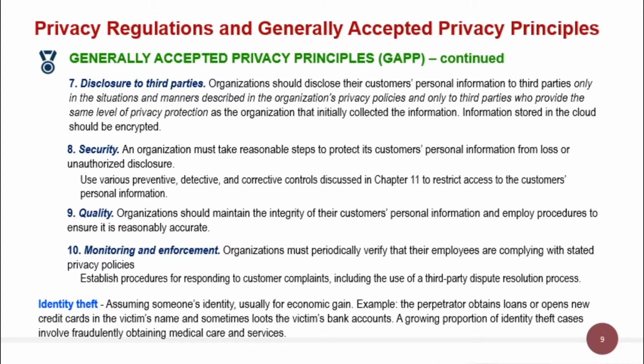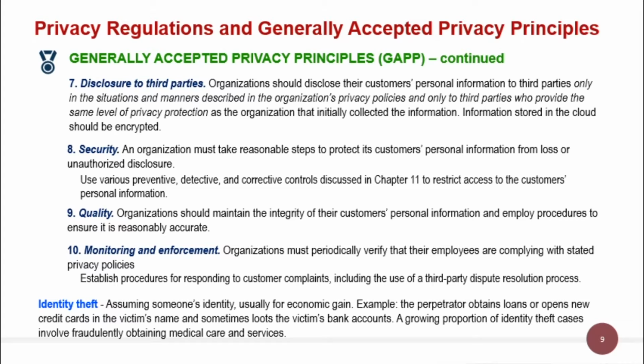And then ten, monitoring and enforcement. Organizations must periodically verify that their employees comply with stated privacy policies. So in the organization, the employees who can access the customer personal information must be bound by a policy that they cannot open the information to the public, and if they do that, they have to be fined or charged.